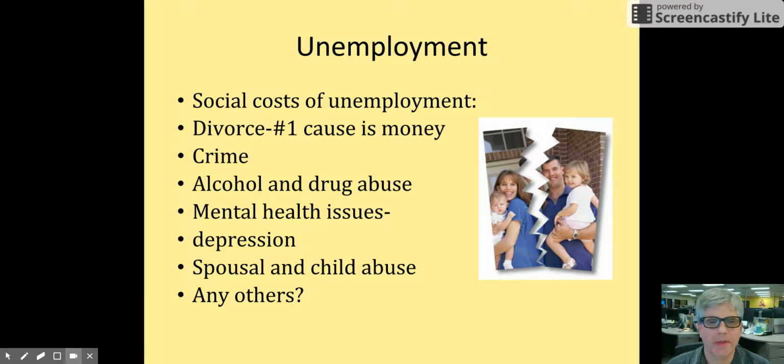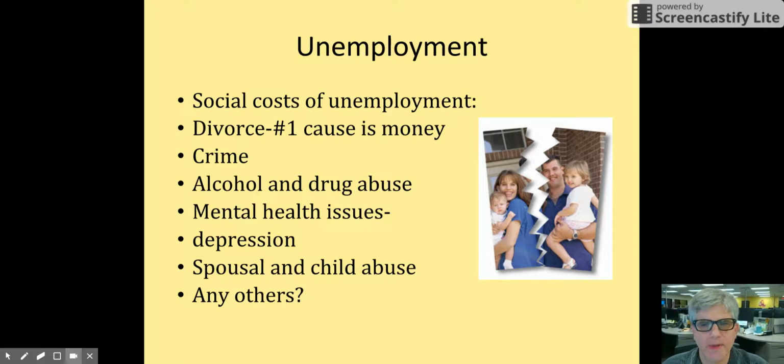Social costs of unemployment: divorce, marriage and family problems. Money is the number one cause of divorce, and when you're unemployed, it causes marital problems. There's more crime, more alcohol and drug abuse, and more mental health issues like depression, spousal and child abuse, and others. So these are pretty serious, and a lot of people ignore these types of costs.